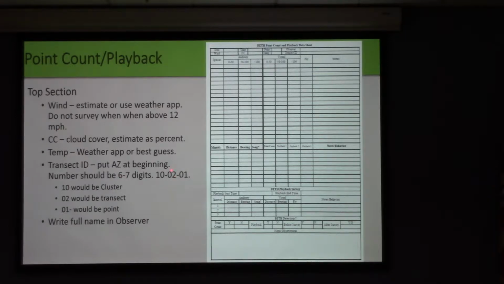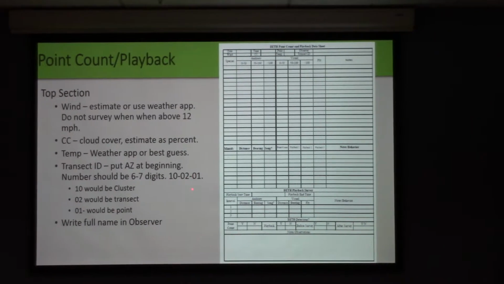For transect ID, this is going to be the name of each point on your GPS. It should be a 6 to 7 digit number, where the first 2 to 3 digits, I think between 1 and 104, refer to the cluster. The next 2 digits would refer to the transect.